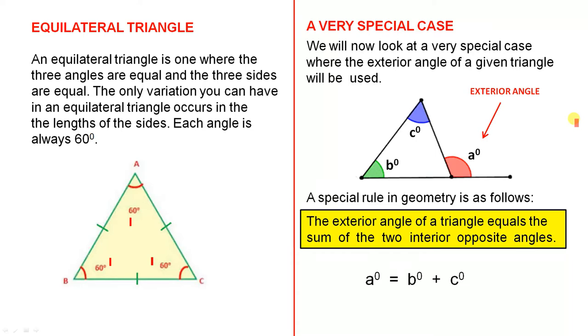We will now look at a very special case where the exterior angle of a given triangle will be used. Now this is the normal triangle here, but we've extended that line along and look, we've got an angle and we call that the exterior angle. That means it's the angle outside. When we have this situation, a special rule in geometry is as follows. The exterior angle of a triangle equals the sum of the two interior opposite angles. That is, A degrees equals B degrees plus C degrees. So this outside angle here equals the sum of those two. That's a very useful rule in geometry.